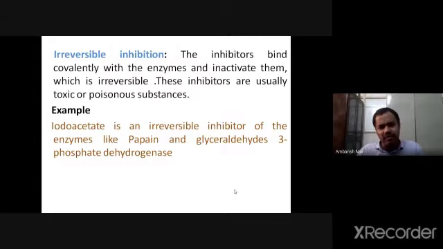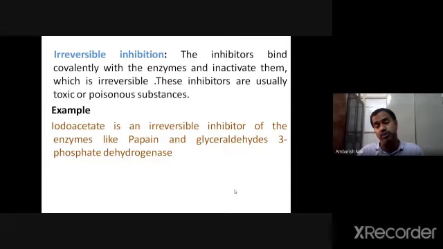For irreversible inhibitors, there are n number of other applications, and we'll study detailed aspects of irreversible inhibition later. But today we will learn only two things: what irreversible inhibition is, and one example of it. Irreversible inhibition means the inhibitor binds in a covalent nature with the enzyme, inactivates it, and completely stops the enzymatic process. The example is iodoacetate killing papain or glyceraldehyde 3-phosphate dehydrogenase.